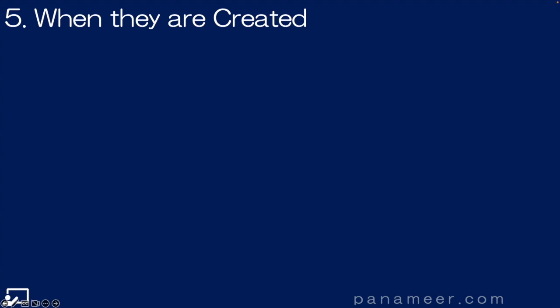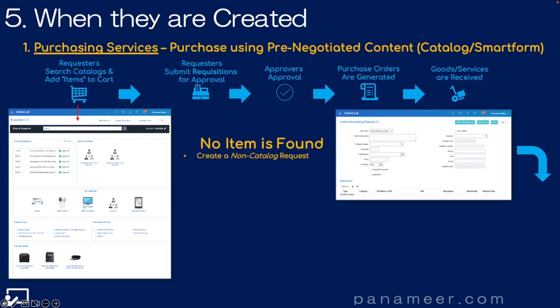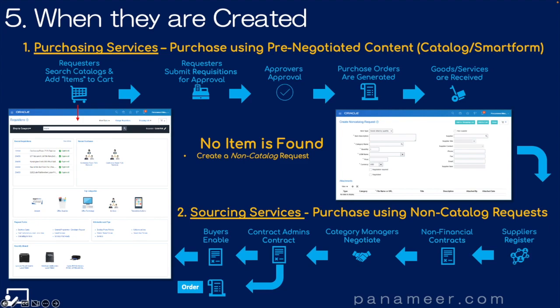And lastly, slide number 5. When are supplier initiatives created? So let's walk through the procurement process in 2 simple steps. Step 1, purchasing services are performed, and if no catalog item is found, sourcing services are performed. As you can see on this slide, supplier initiatives, which are part of the supplier onboarding or management process, are the first step in the sourcing services process. Click the link above to watch a quick video explaining the procurement process in more detail.